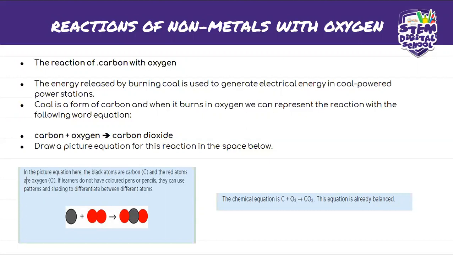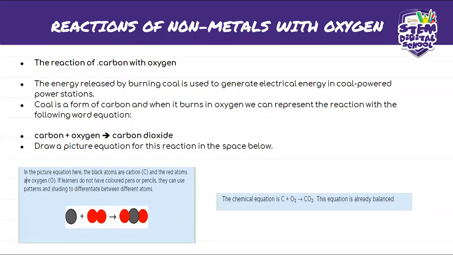So in the picture equation, the black atoms are carbon and the red atoms are oxygen. If learners do not have these colors of pens, they can use anything. You can form this at home, whereby you can get clay or even materials. If you are using clay and you want to differentiate them, you can add a bit of charcoal or any black color. So the black one will be carbon and the red one will be what? Oxygen. So you will get carbon dioxide. So this is a picture.